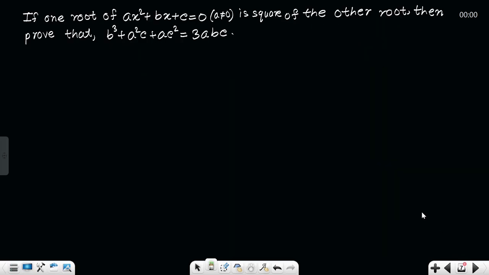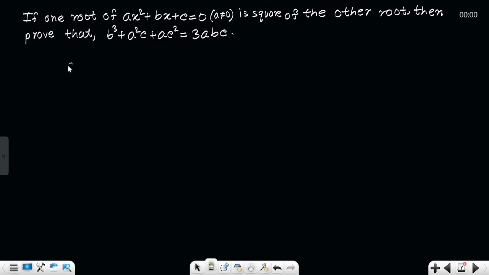Our next one is a very good question. If one root of x square plus bx plus c equals 0 is the square of the other root, then prove that this. This is a very good question. Try this question first, then proceed to watch the video.